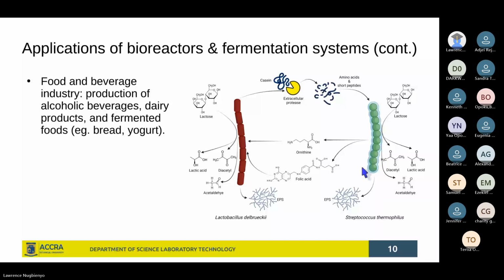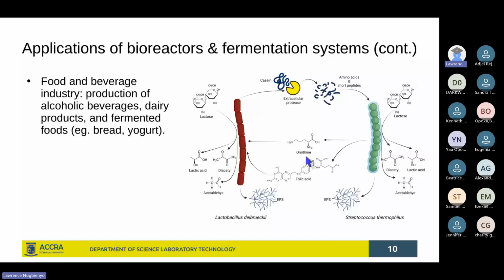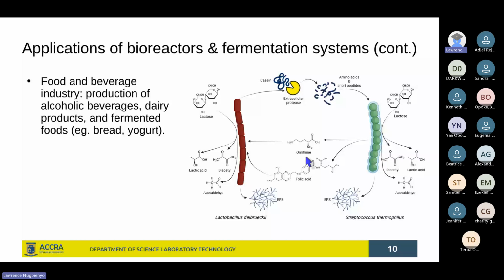Of course, you also see that there can be some waste product which is produced there, which is ornithine. And you do remember ornithine was one of those intermediates which you find in the urea cycle. So if you go back to our studies on enzymology, revise, you will see these things. All right. So that's just an example there.